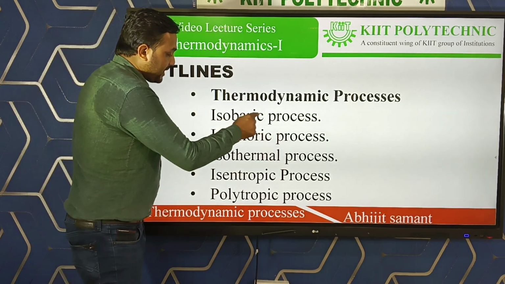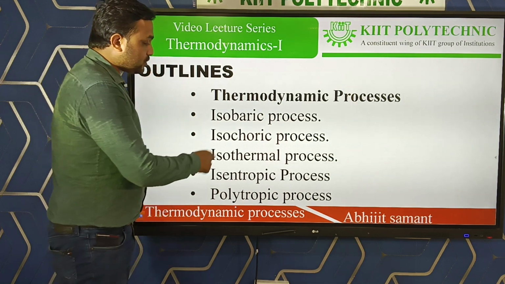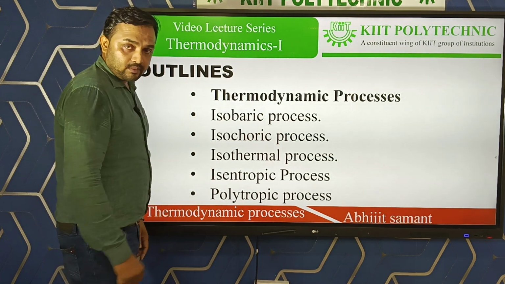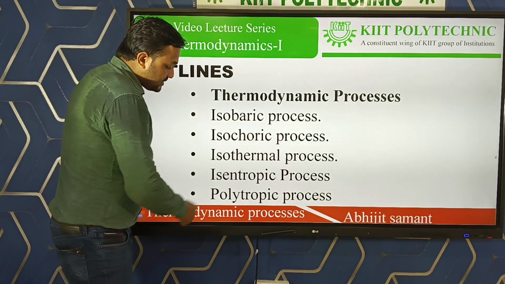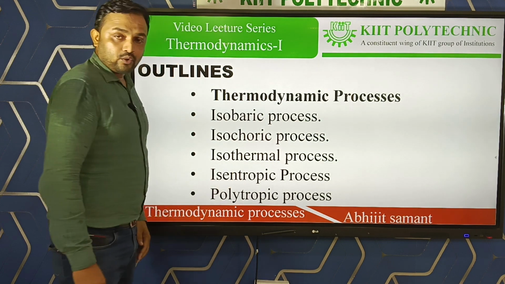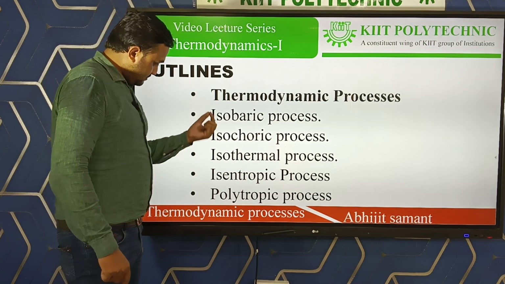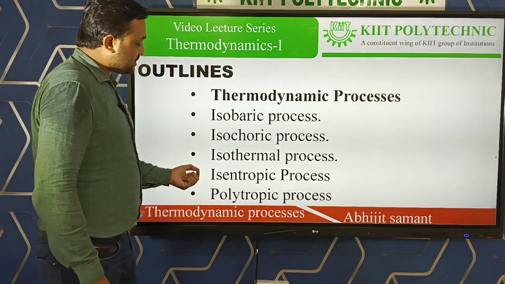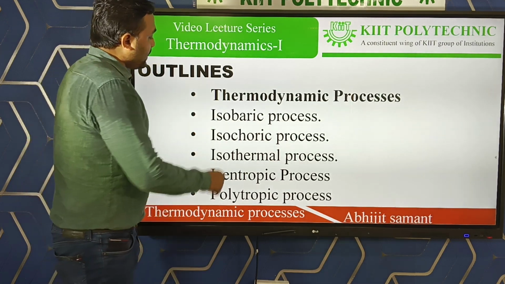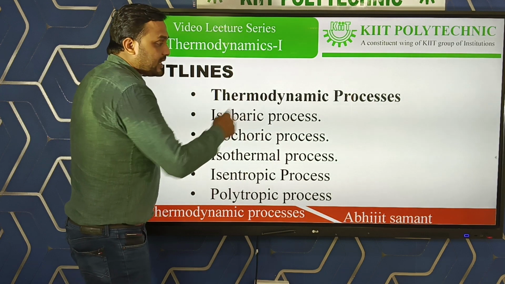One is the isobaric process, the second is isochoric, the third is the isothermal process, the fourth is isentropic, and the fifth is the polytropic process. So we are going to discuss these five processes in this lecture. Okay. So the first one is the isobaric process.